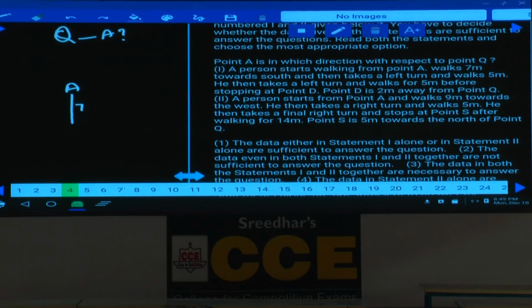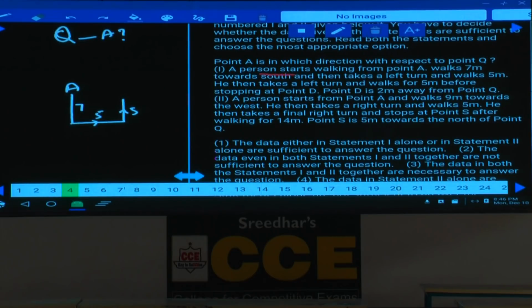7 meters towards south. And then takes a left turn and walks 5 meters, left hand side. He then takes a left turn and walks for 5 meters, one more 5 meters, and a left turn. He then takes a left turn and walks for 5 meters before stopping at point D. Point D is 2 meters away from point Q.